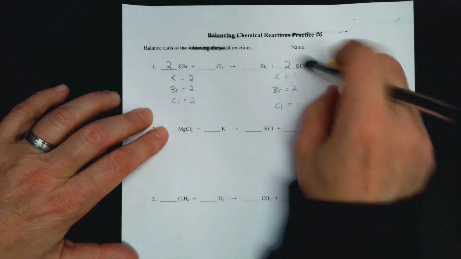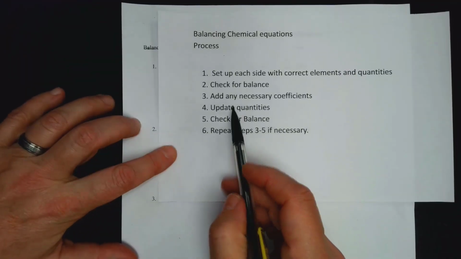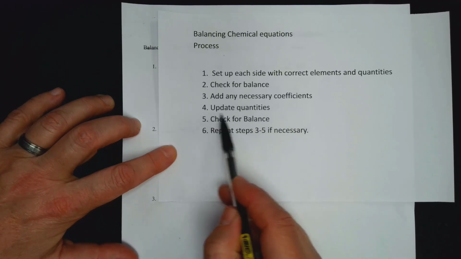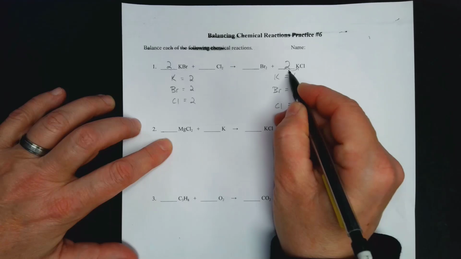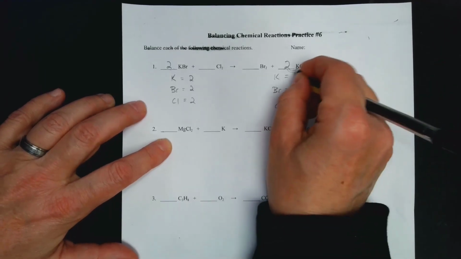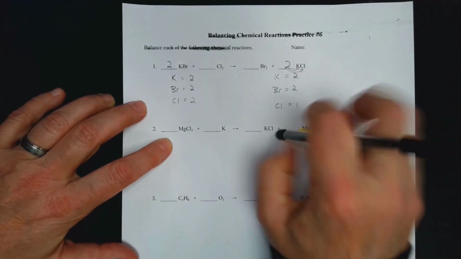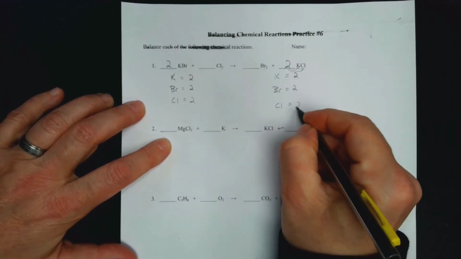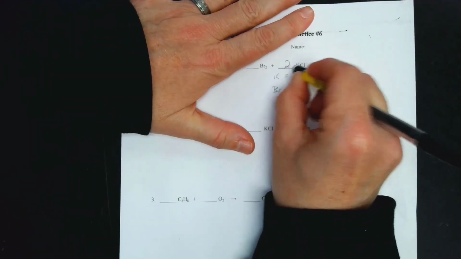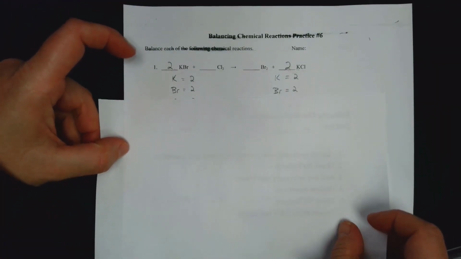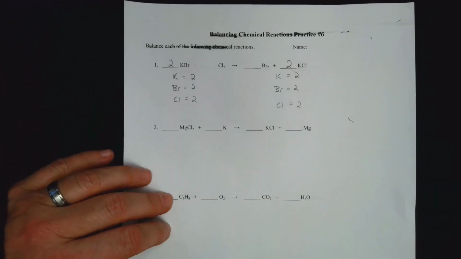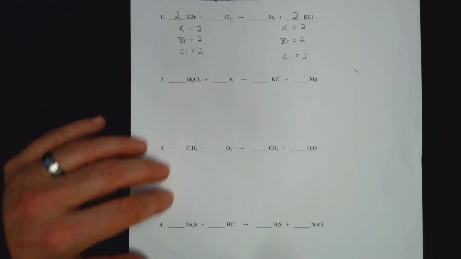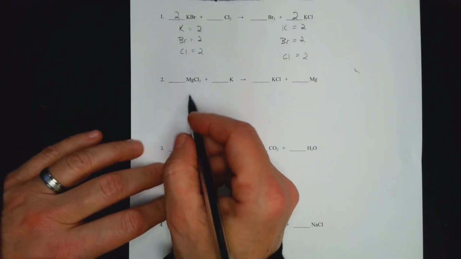And now remember, the next step, once we add our coefficients, we update our quantities. Let's do that. So this 2 pertains to not only this potassium, but also this chlorine. So now I have 2 potassiums here, I have 2 chlorines here, and my next step is to check for balance. So I've got 2 potassiums, I have 2 bromines, I have 2 chlorines. This equation is balanced. Hooray! One in the books. So let's go to number 2.